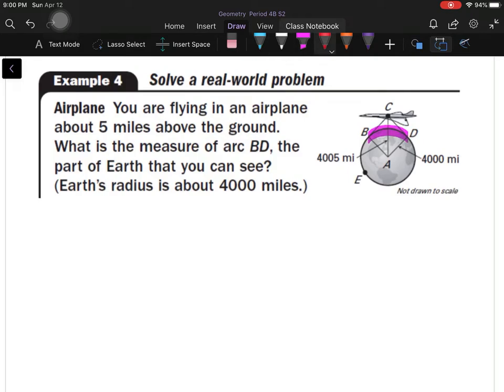Now, because they labeled AD as 4,000, and they labeled AC as 4,005, I'm going to redraw that triangle. That's a terrible triangle. So that's a right angle because of the tangent properties from earlier in this unit. So I know that this is 4,000. I know that this is 4,005. So I can find the measure of this angle here.